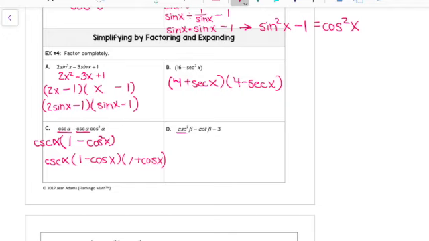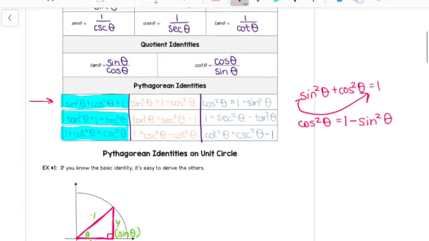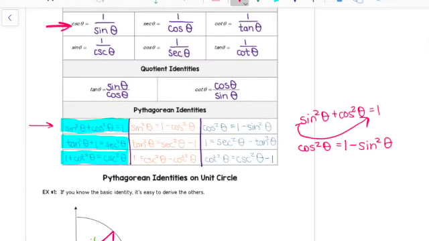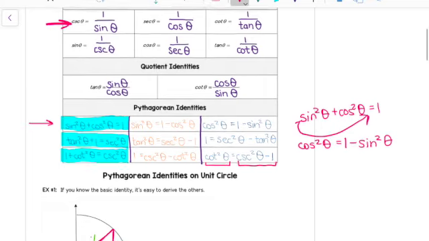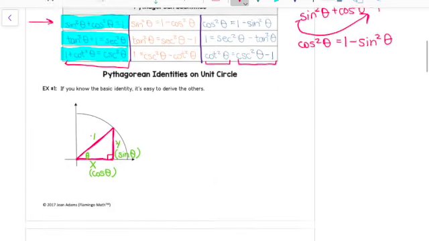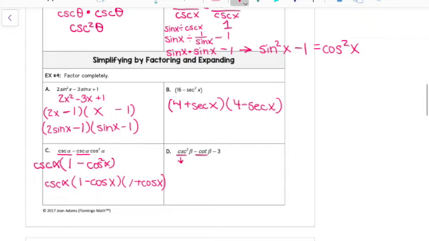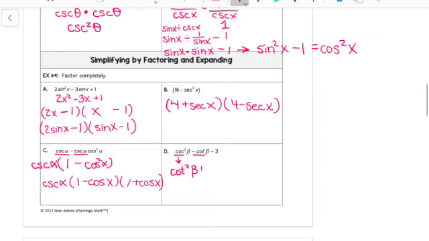This one's a tricky one because there are two different ones. However, if I go up here and look at my box again, cotangent squared theta is equal to cosecant squared theta. Whoops, let's look at the other one, sorry. Cosecant squared theta is equal to 1 plus cotangent squared theta. So I could actually replace cosecant squared beta with cotangent squared beta plus 1.